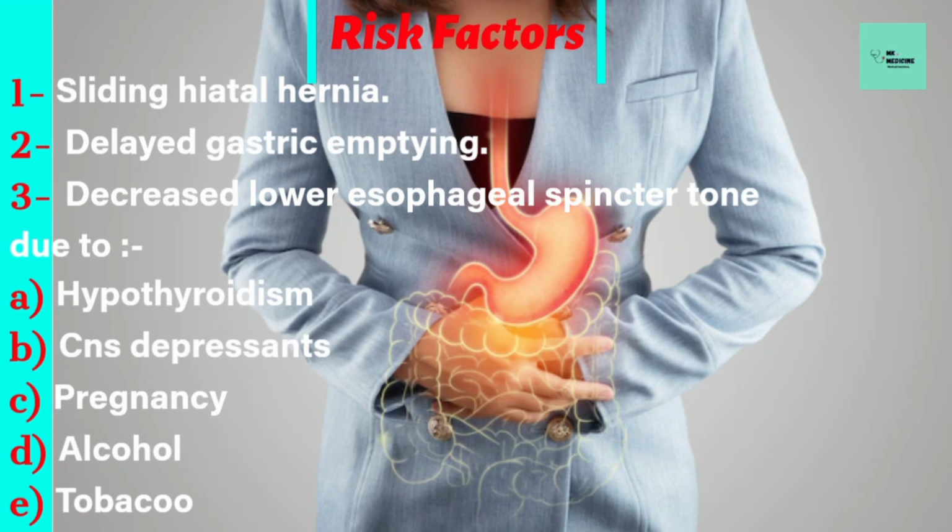Third one is decreased tone of the lower esophageal sphincter, due to hypothyroidism, CNS depression, pregnancy, alcohol, and tobacco. These things decrease lower esophageal sphincter tone and gastric content comes to the esophagus and causes GERD.